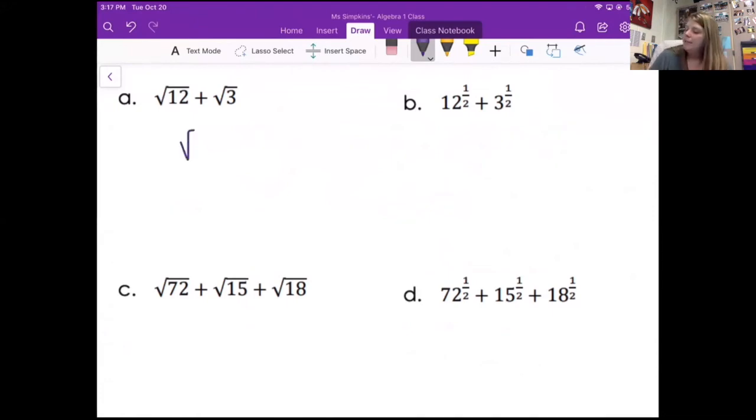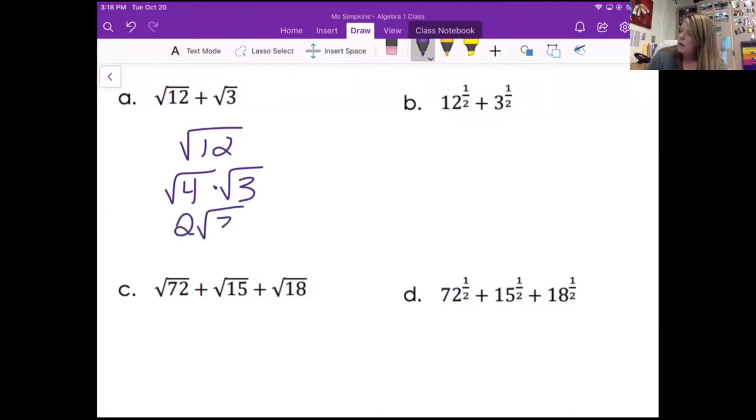I want to simplify the square root of 12. Can you think of a perfect square that divides evenly into 12? Let's think about the factors of 12: 1, 2, 3, 4, 6, and 12. Or any of those perfect squares. 4. So we could change 12 to 4 times 3. And if we take the square root of 4, we would end up with 2 square root of 3. We remember doing this on Friday, right?